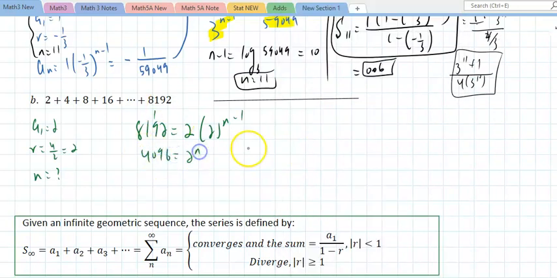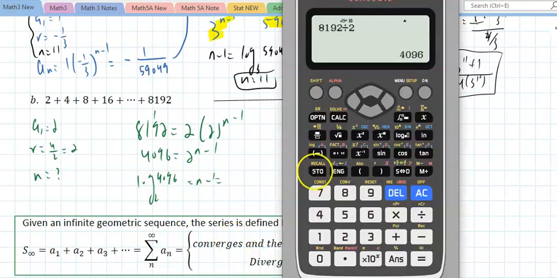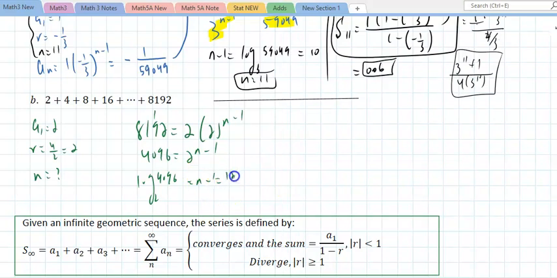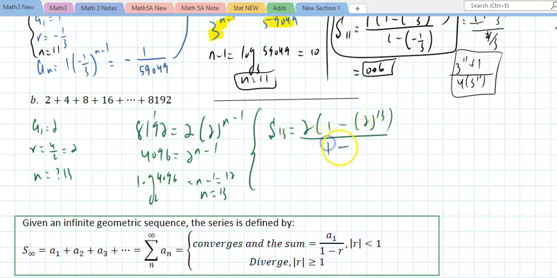4096 equal to 2 to the n minus 1, and again n minus 1 would be log base 2 of 4096, and if I plug this in my calculator using the change of base formula, natural log of 4096 divided by natural log of 2. So n equals 13, so you could say, well, S sub 13 equal the very first term, 2, times 1 minus r to the 13, divided by 1 minus r.